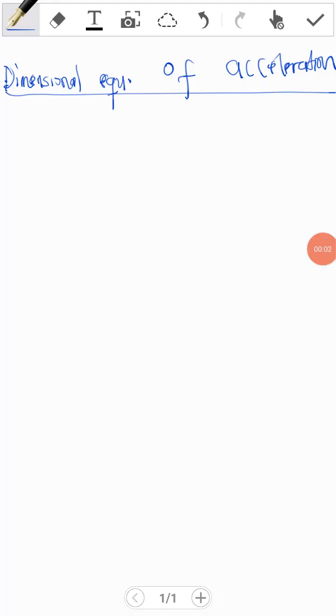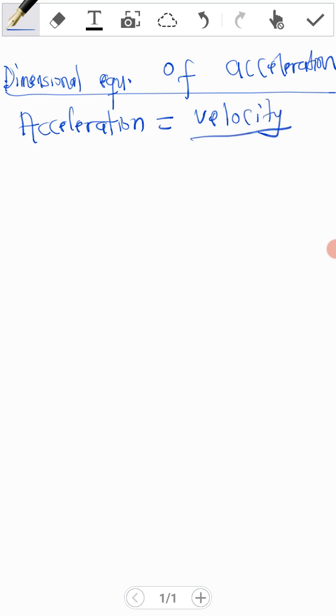Hello guys, let's take a look at how one can find the dimensional equation of acceleration. Now, before you can find the dimensional equation of acceleration, you first have to write down the formula for acceleration, right? And the formula for acceleration is velocity over time.